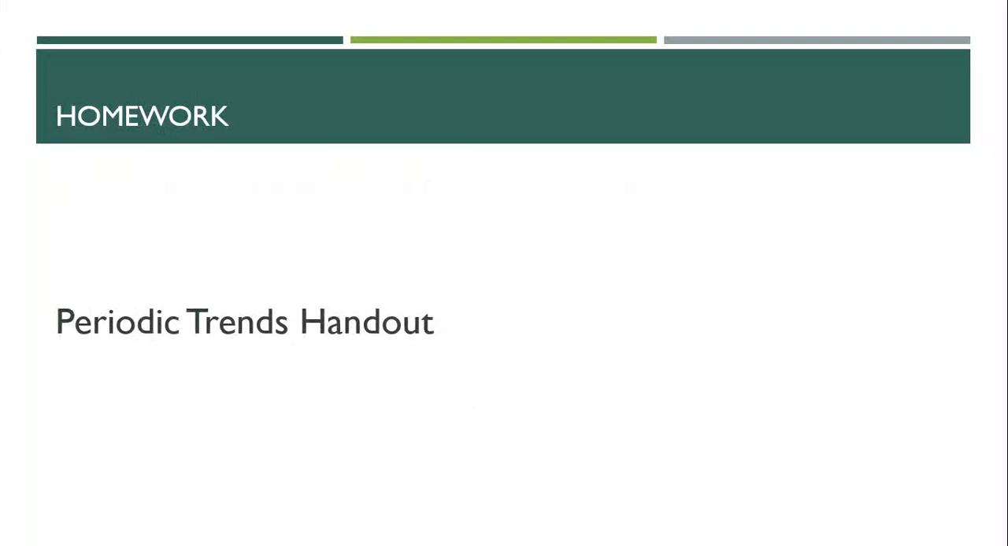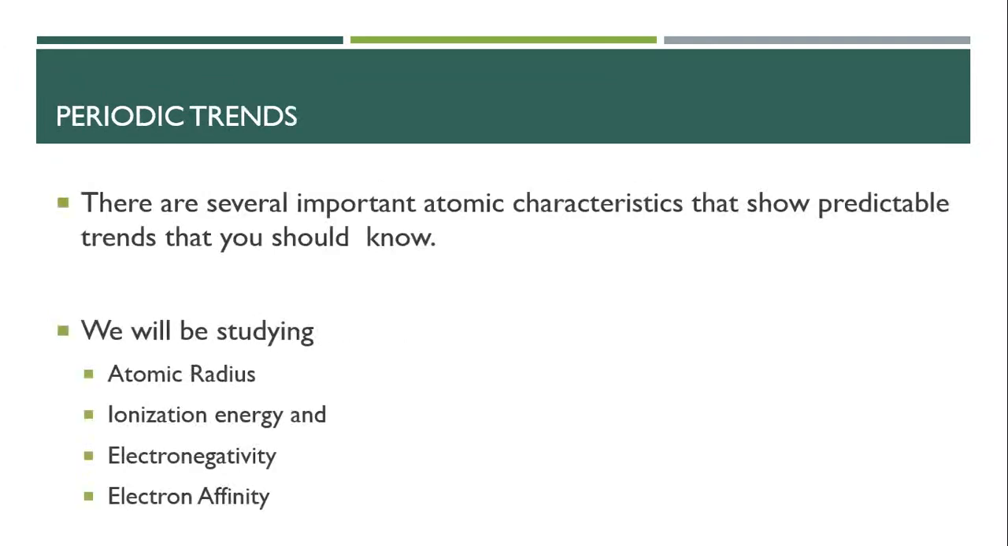Your homework associated with this is just labeled as periodic trends practice. So there are a lot of different atomic characteristics that show very predictable trends, and we're going to study atomic radius, ionization energy, electronegativity, and electron affinity. That "and" is in the wrong spot. So what are the two properties that actually allow us to predict or understand why these properties occur?